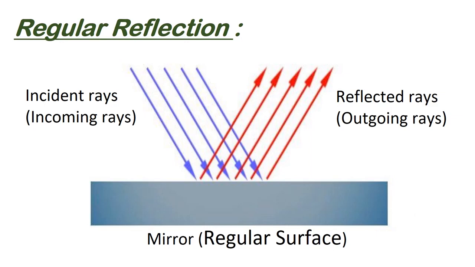You can see some of the lines which are falling on the surface. They are drawn blue in color. These rays are known as the incident rays. In common language, we can denote them as incoming rays. When incident rays fall on the surface, after striking or hitting the surface, they are reflected in the same direction.